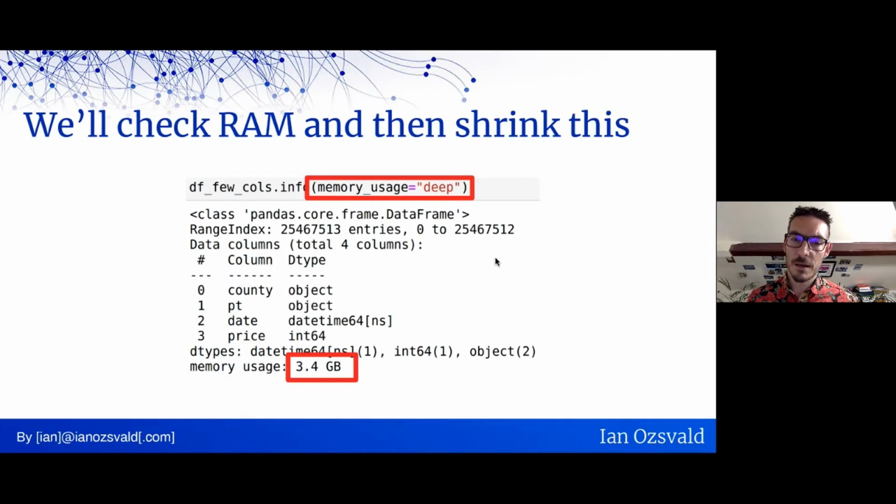Now, if I take that subset, so that's df few cols rather than df, the original raw data set, and I do memory usage equals deep, we see that although I've gone down to 4 from approximately 12 columns, I haven't shrunk the RAM down to a third. I've shrunk it much more than that, from 20 gigs down to 3.4 gigs. And that's because we've removed a lot of the string columns, and those are the ones that are really expensive here.